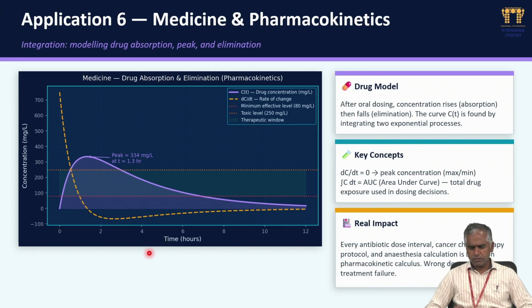If you take its real impact, every antibiotic dose interval, cancer chemotherapy protocol and anesthesia calculation is based on pharmacokinetic calculus. Wrong doses mean toxicity or treatment failure. That means for a disease we take drugs, but the doctors will suggest how much quantity we have to take to recover from the disease well. That depends on the rate of change, differentiation or integration. Okay, so this is an application in the medical field.